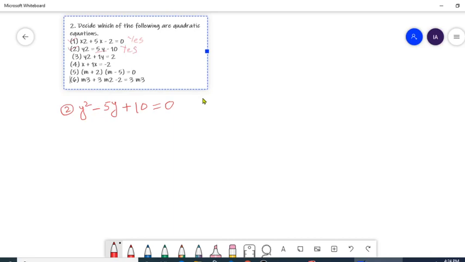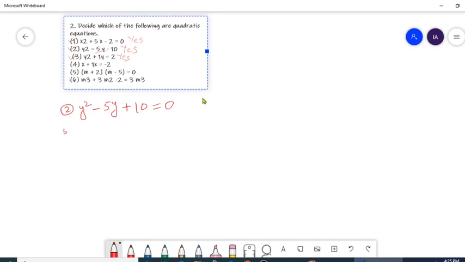Now let's move on to question number 3. It is the same as question number 2. Here we have y square plus 14y is 2. So you can bring this 2 to this side, it will become minus 2 equals 0. So this is also a quadratic equation. Then we have this equation, it is the same as the previous two, question number 2 and 3. Now move on to question number 5.